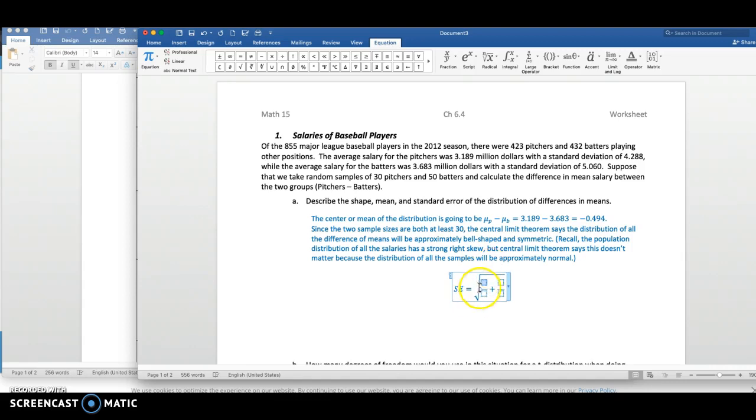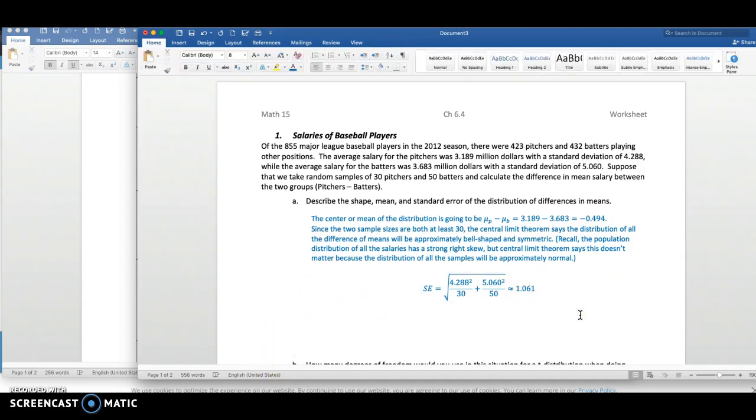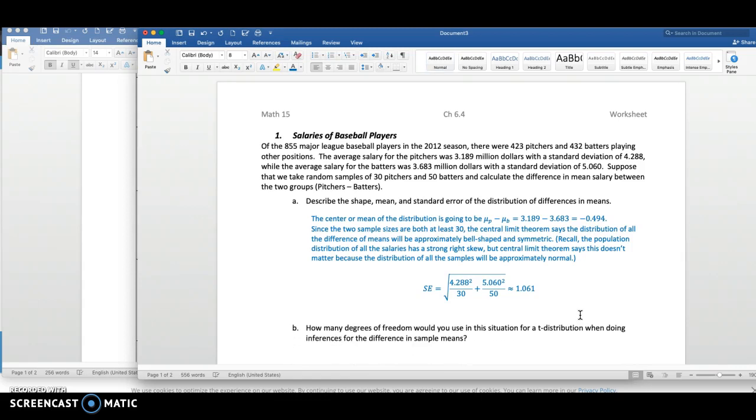All right, set this up. So I'll have the first standard deviation, 4.288 squared over sample size. So this would be for the pitchers. And then for the batters, we'll take 5.060 squared as my standard deviation, divided by the sample size for the batters, which is 50. Put this in your calculator, we're going to get this to be about 1.061, rounded to 3 decimals. All right, next question on this example.